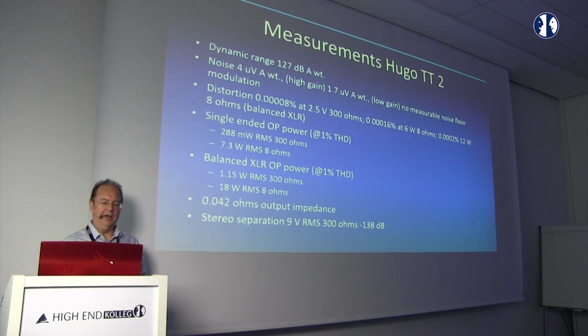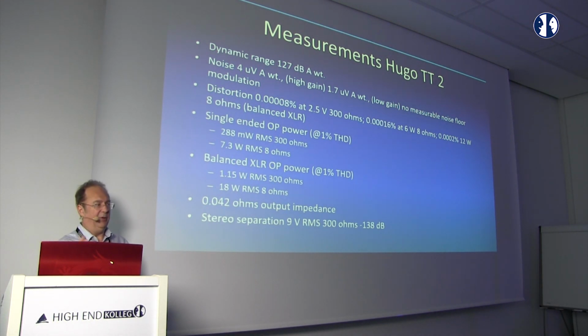Distortion. We're looking at 4 zeros, 8% at 2.5 volts into 300 ohms. 3 zeros, 16% at 6 watts into 8 ohms. This is state-of-the-art levels of distortion performance for a linear amplifier. It's actually better than linear amplifiers, but this is with a DAC coupled to it as well. Single-ended output power, you're looking at 7.3 watts into 8 ohms, and we're looking at 18 watts using the XLR outputs.